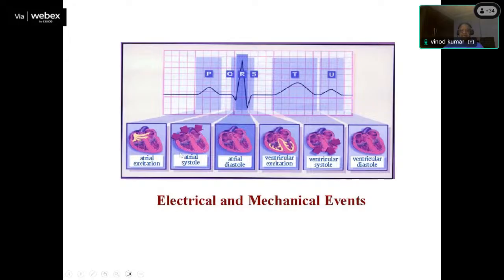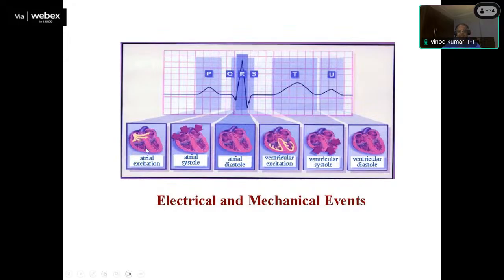Both atria, left and right, contract simultaneously. Both ventricles, left and right, contract simultaneously. Now, this is basically a correlation between the electrical activity of the heart and the mechanical pumping of the heart.